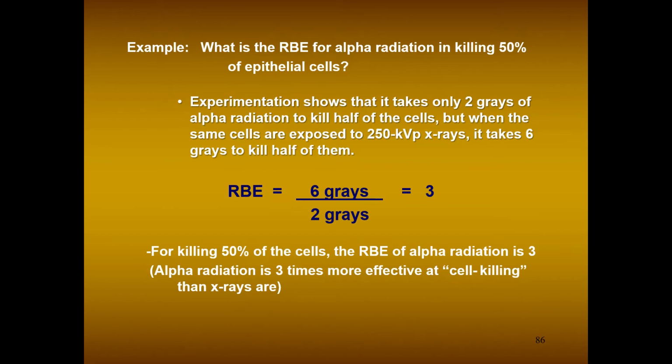The way to interpret that is that you can safely say, based on the math you just did, that alpha radiation is 3 times more effective at causing that specific damage than X-rays are. Said in another way, alpha radiation is 3 times more effective at, in this case, killing 50% of the epithelial cells in this study.